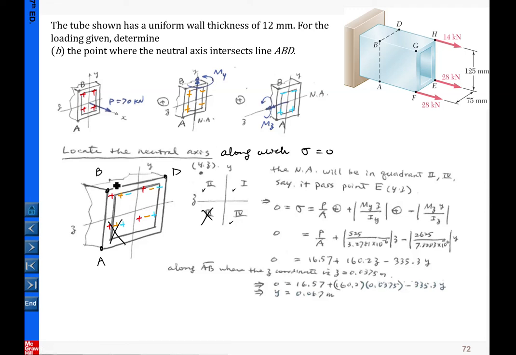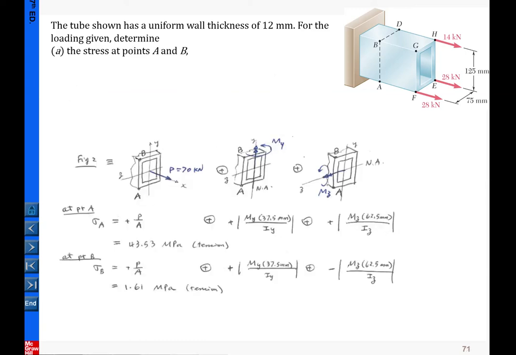So here I assume the neutral axis is in quadrant two. So in quadrant two, here is my guess. Here I simply pick a point where the neutral axis will pass through. And that point simply has the coordinates y and z. So I put that into consideration. Right now I'm looking into the formulation of the stress at a point. Let me call the point E, okay? The point E has the coordinates y, z.